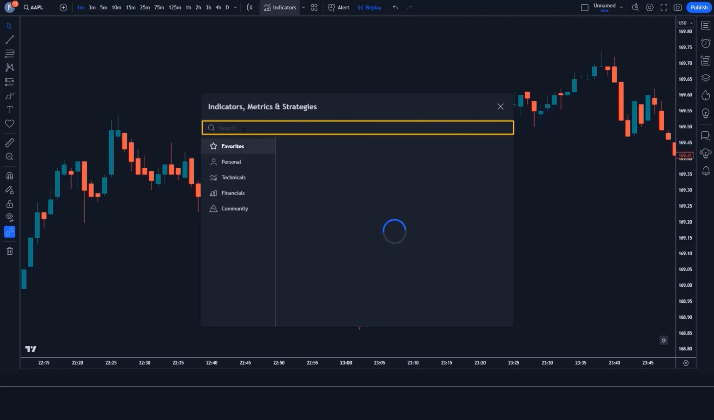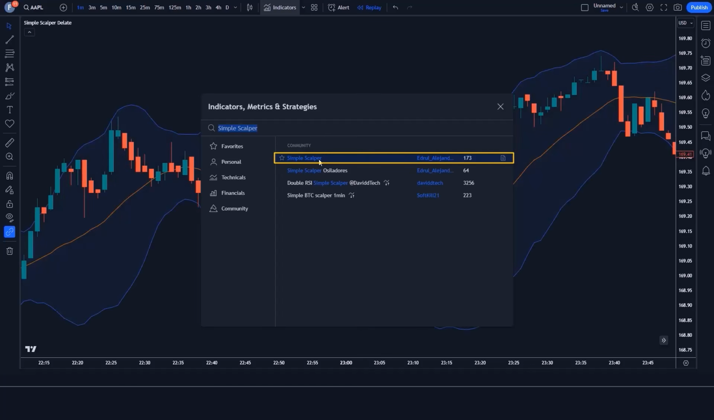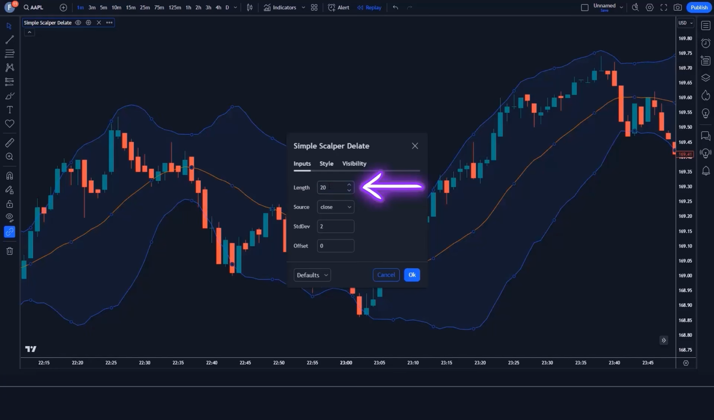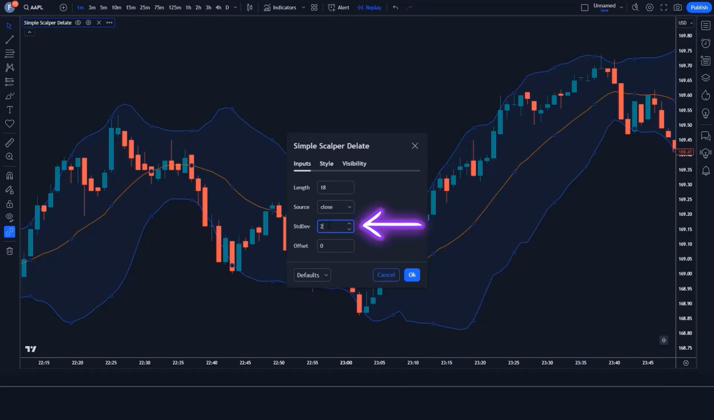First of all, we will search the simple scalper indicator in the search box of TradingView. After that we have the simple scalper indicator option, in which we have to change some settings. We have to change this length option from 20 to 18. We have to change this dev option from 2 to 3.